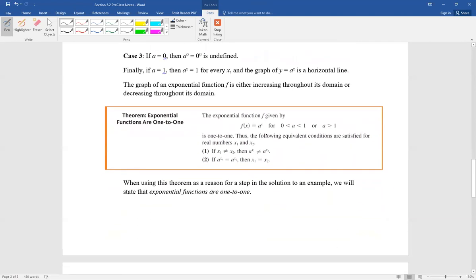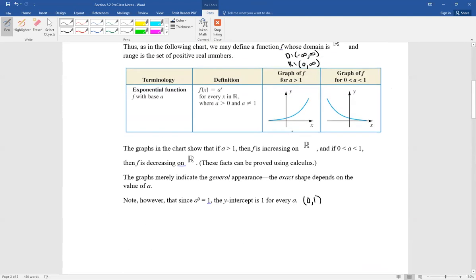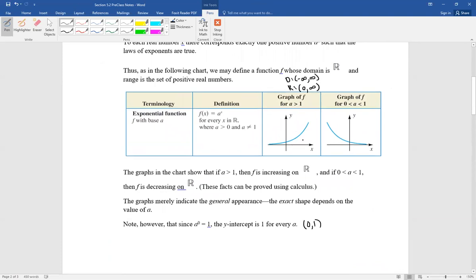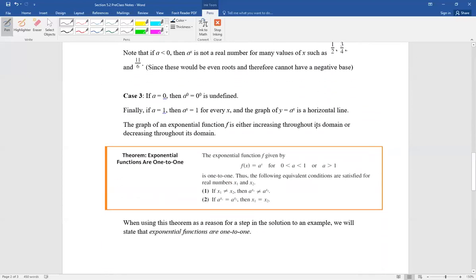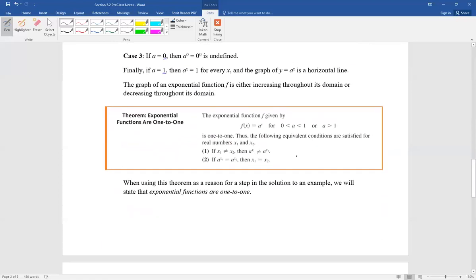Okay, so what we want to do with this is the exponential function f given by f of x equals a to the x, for a between 0 and 1 or a greater than 1, is a one-to-one function. If you go back up and look at the picture, remember to be one-to-one, you had to pass both the vertical line test and the horizontal line test. So this does pass those. That means that we will be able to find an inverse function, and that'll be part of the other videos and lessons that we're going to look at.